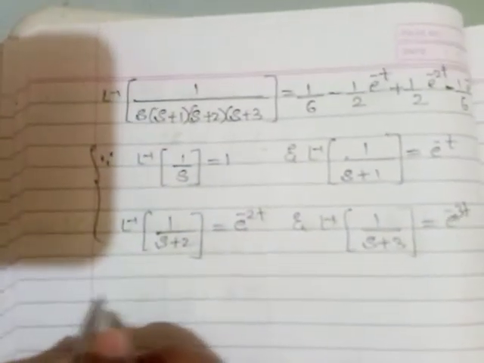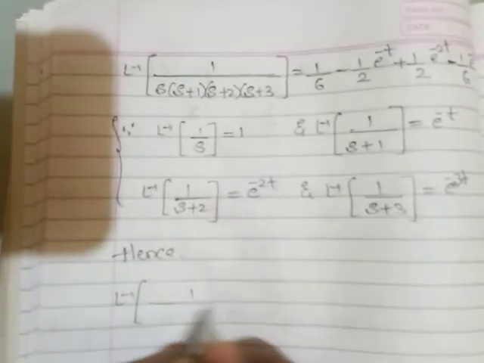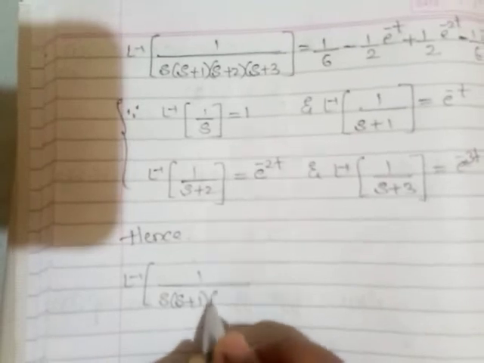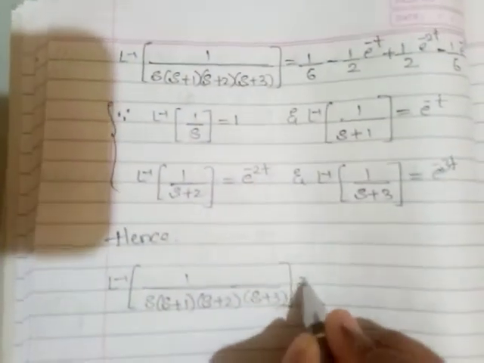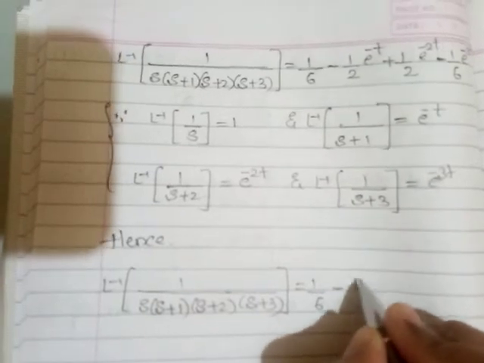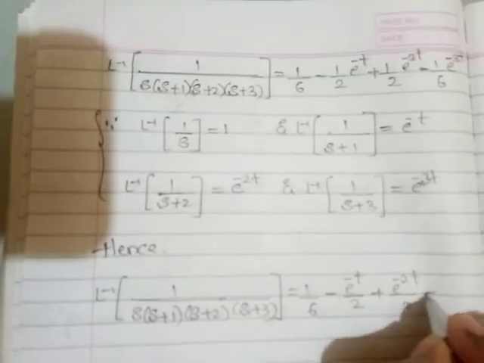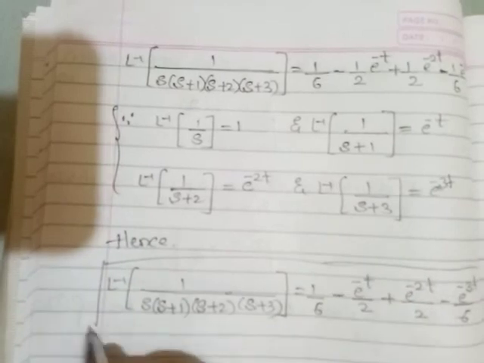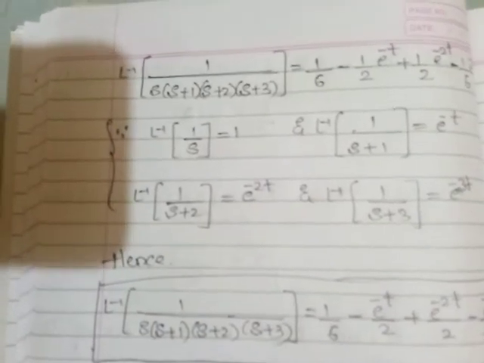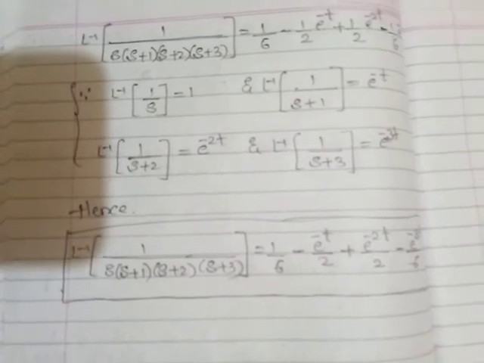Therefore, hence L inverse of 1 divided by s into s plus 1, s plus 2, s plus 3 is equal to 1 by 6 minus e raised to minus t divided by 2 plus e raised to minus 2t divided by 2 minus e raised to minus 3t divided by 6, which is the required L inverse for the given function. Okay, this is the L inverse for the first given example. Given function is 1 divided by s into s plus 1, s plus 2, s plus 3. Next two examples I will solve in the next video.